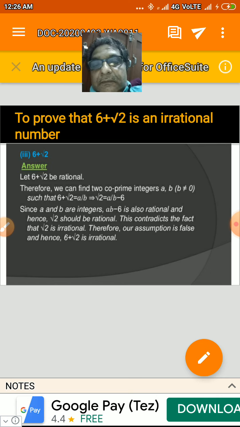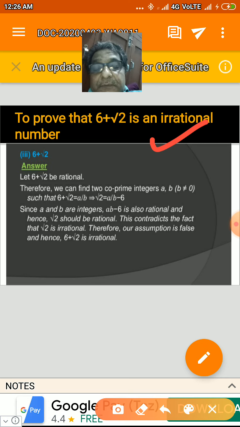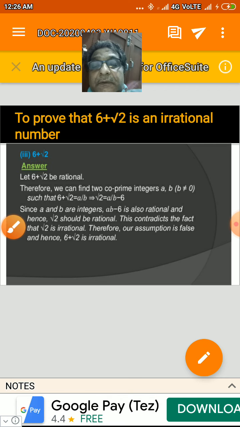For simplicity, it is better to go through an example. So here I am taking: to prove that 6 plus root 2 is an irrational number. So let us see how this can be proved. So students, again we have the same process of the indirect method or contradiction method.